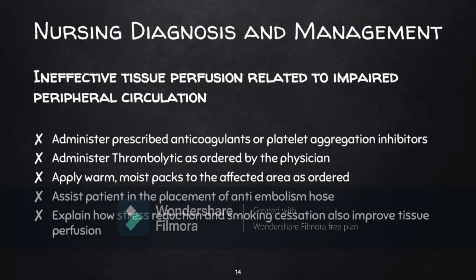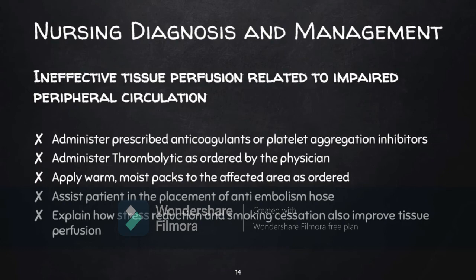Here are the nursing diagnoses for venous thromboembolism with its corresponding nursing interventions. Ineffective tissue perfusion related to impaired peripheral circulation. Its nursing interventions include administer prescribed anticoagulants or platelet aggregation inhibitors to prevent new clots. Administer thrombolytic as ordered by the physician, which is to dissolve existing clots and reestablish blood flow to the affected area.